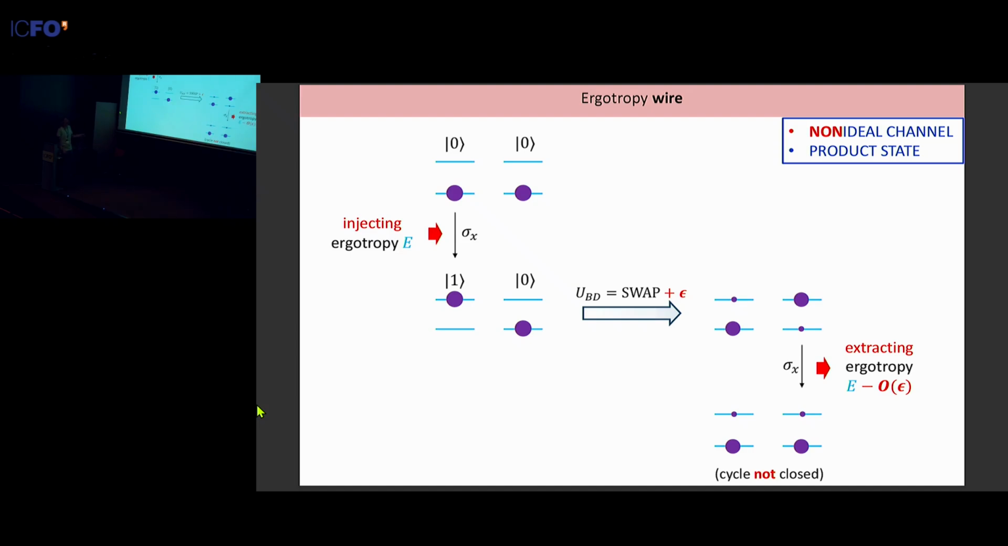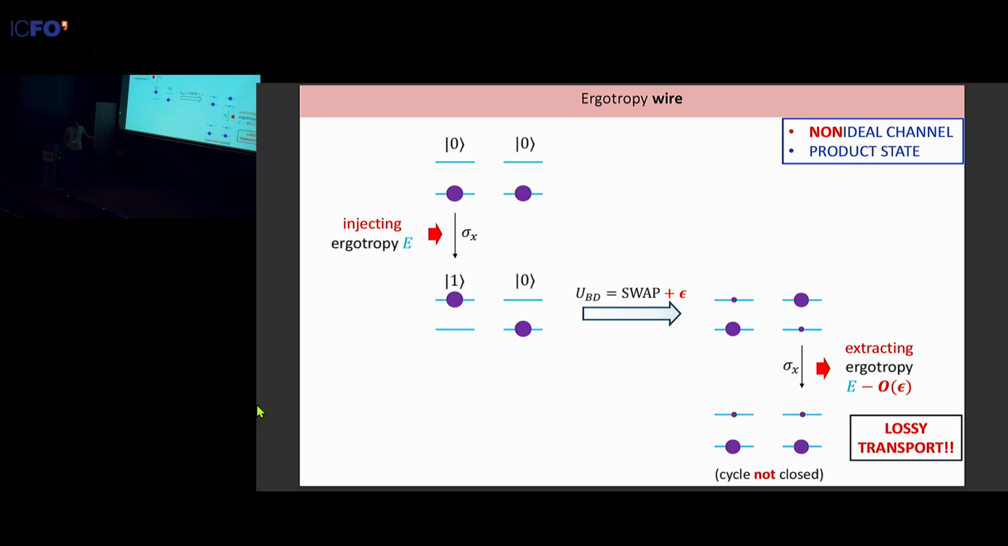So what happens if the channel is non-ideal? Imagine your unitary is some swap plus epsilon, because of course you can never do anything ideally. There is always going to be some noise in the system. In that case, the first part of the operation can be done as before, but then this epsilon is going to introduce some impurities into the qubits, and then you will do your sigma x and extract some ergotropy that is a bit smaller. Then you will essentially close the cycle, but not close it properly, so you will already start with some noise, and once you repeat this again and again, things are going to deteriorate and deteriorate.